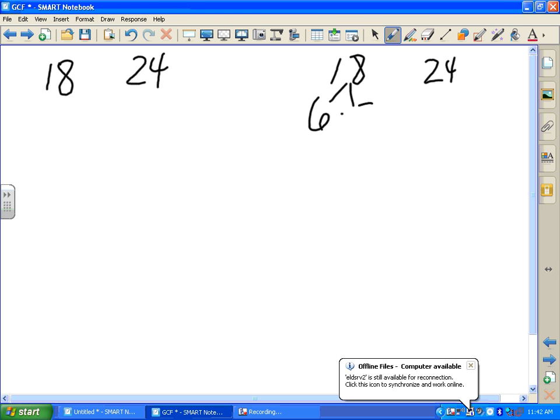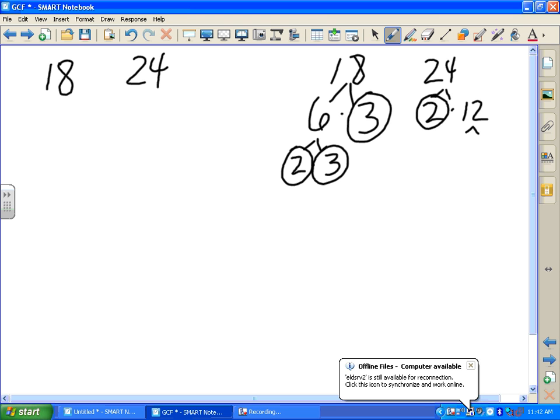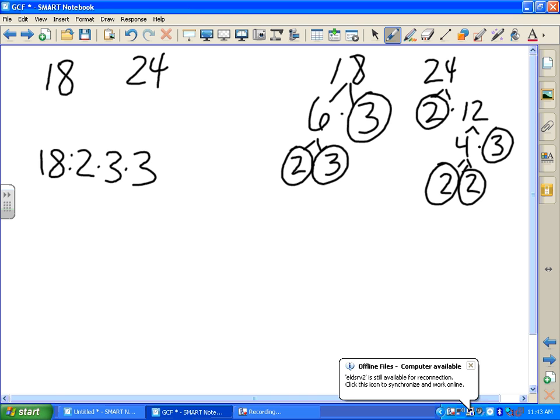6 times 3 is 18, 3 is prime. 2 times 3 is 6, 2 is prime, 3 is prime. 24, we say 2 times 12 is 24, 2 is prime. 4 times 3 is 12, 3 is prime. 2 times 2 is 4, 2 is prime, 2 is prime. Now list your factors in order from least to greatest. I'm going to take 18. I'm going to make it 2 times 3 times 3. I'm going to take 24, and it's going to be 2 times 2 times 2 times 3.